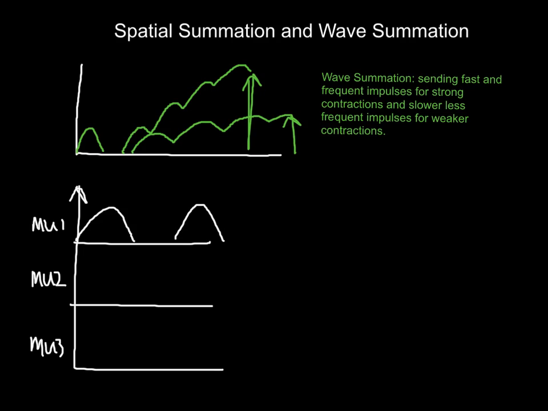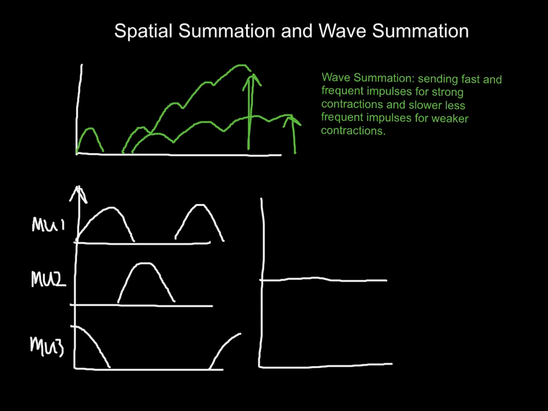What I can do is send an impulse down this one, here, and then here. What I can then do is send an impulse down this one, here. And what I could then do is send one down this motor unit 3 a little bit earlier there, and then another one there. What we end up with, when we add all these three together, is a relatively sustained contraction. But what we've done is we've shared the workload out across different motor units.